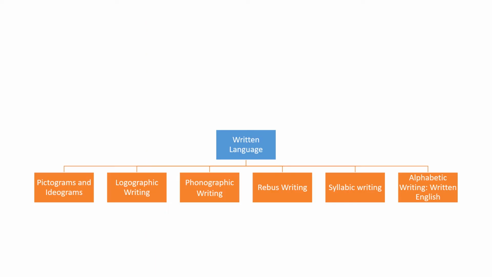Here's a quick outline of the chapter. So we trace the development of different writing systems over history. We start with pictograms and ideograms and we finish with alphabetic writing, which we of course are familiar with, and we have written English as an example. We also discuss English orthography. So let's start our discussion of the chapter.